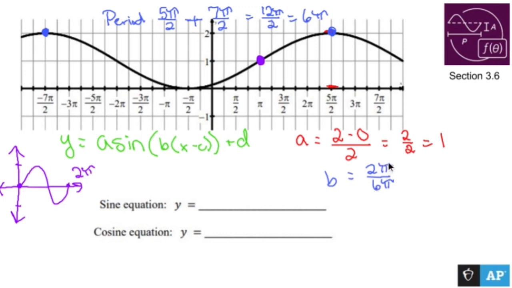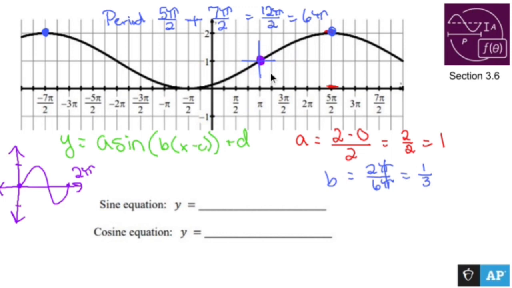2 pi divided by 6 pi, the pi's cancel out, b is a third. Okay? There you have it. Now, what I have here is my starting point, this guy right here. That's kind of like my new origin. How do I get to that new origin?